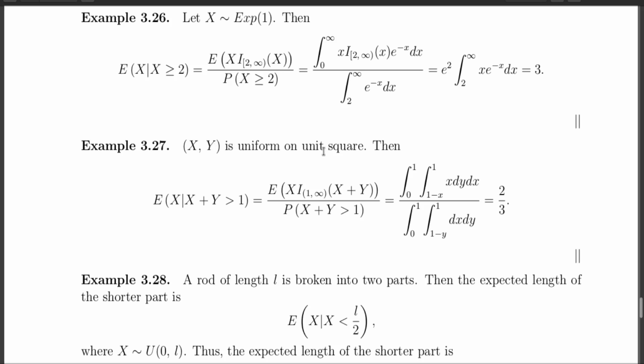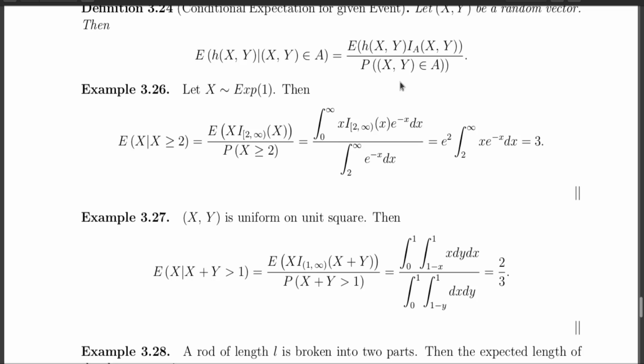Suppose (X,Y) is uniform and I try to find out the expectation of X given X plus Y greater than 1. Again I use the formula directly. The function is X, multiplied by the indicator random variable of the set where X plus Y is greater than 1, divided by the probability that X plus Y is greater than 1.